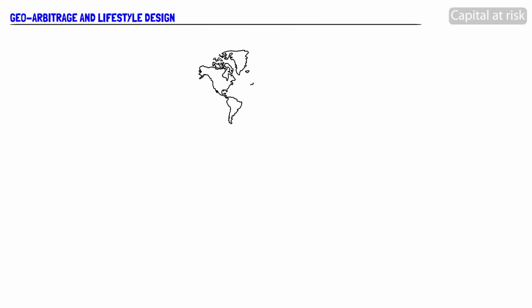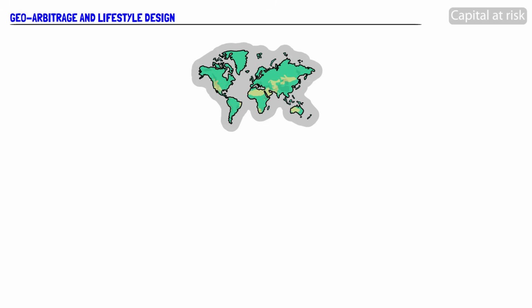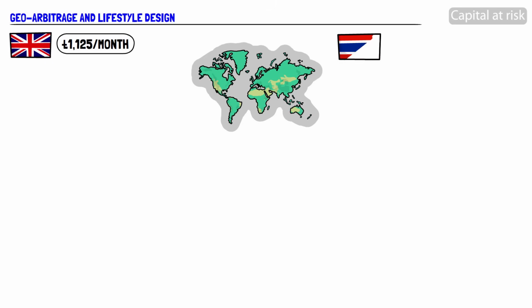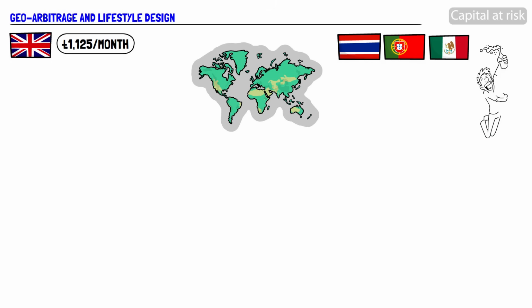Geo-arbitrage and lifestyle design. One powerful yet under-discussed strategy to make your MVL more achievable is geo-arbitrage, earning in a strong currency and spending in a weaker cost of living region. If your MVL in the UK is £1,125 per month, that might seem like a tall order in terms of total portfolio size. But in places like Thailand, Portugal, or Mexico, you can enjoy the same standard of living, or better, for half the cost. That means a smaller portfolio can stretch much further.